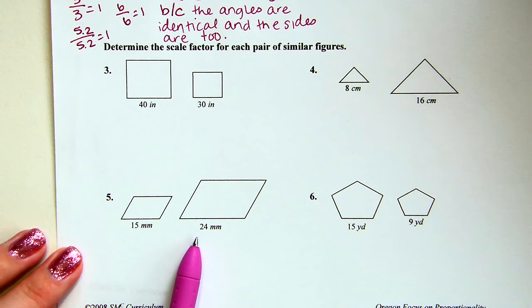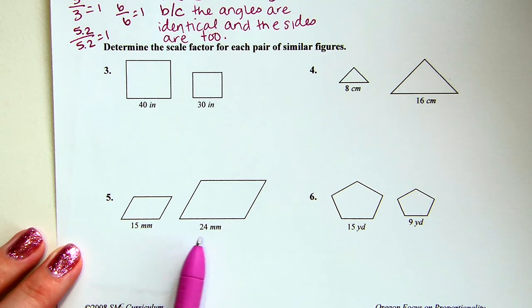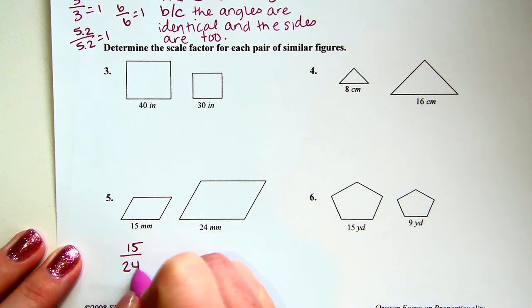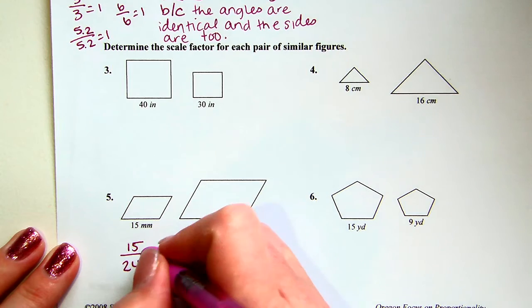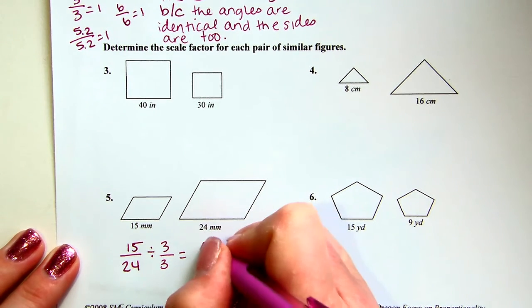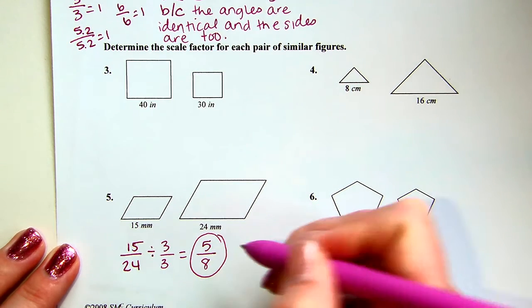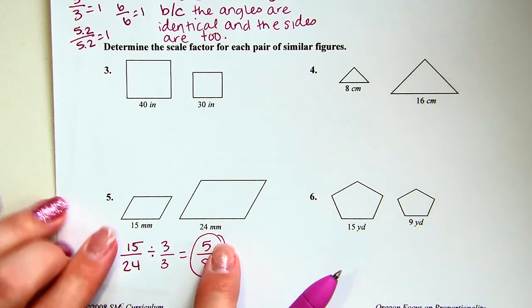So I'm going to set 15 over 24. So I'm going to write 15 over 24. Now a number that can go into both 15 and 24 is 3. So I'm going to divide each one of these by 3. Now when I do that, I get 5/8. Now 5/8 can't simplify any further, so that is our scale factor. Now again, I set these two numbers over each other because they are both on the same side of our figure. They are corresponding parts.